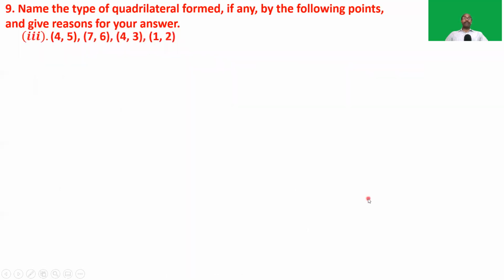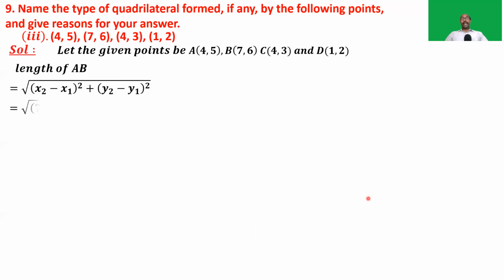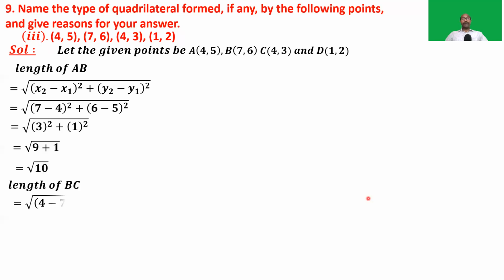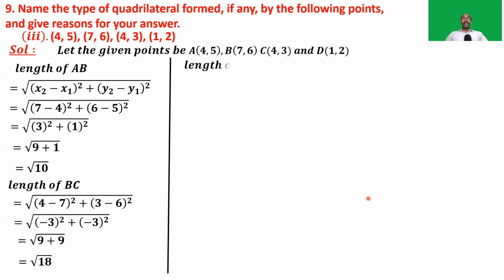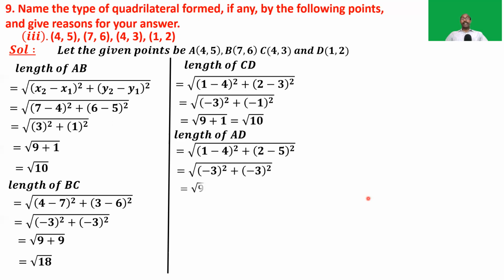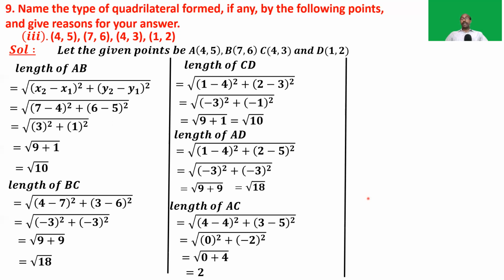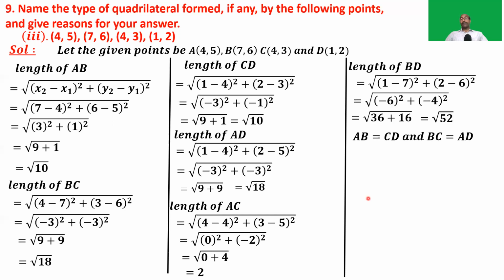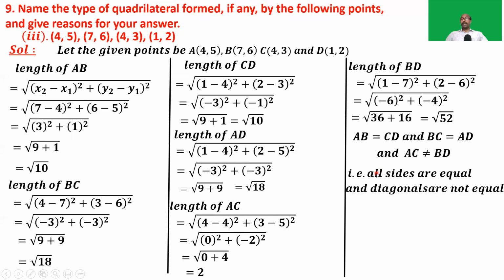And next, third one: 4, 5, 7, 6, 4, 3, 1, 2. Let the given points be A, B, C, and D. Again, AB is equal to root 10, BC is equal to root 18, CD is equal to root 10, AD is equal to root 18, and AC is equal to root 4, that is 2, and BD is equal to root 52. That is AB is equal to CD and BC is equal to AD and AC not equal to BD. Not all sides are equal. Only opposite sides are equal here also. And diagonals are not equal. Hence given points form a parallelogram.